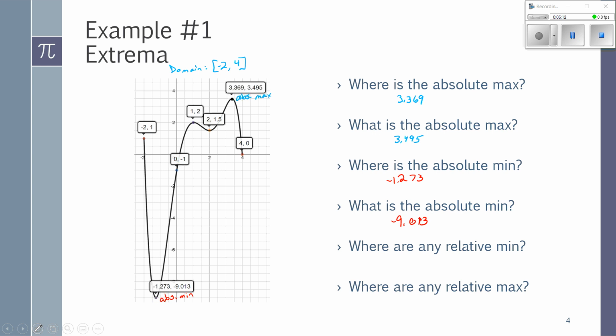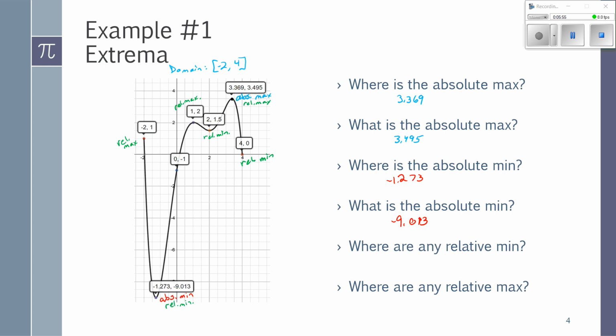Where are the relative minimums? Well, technically, my absolute minimum is also a relative minimum because it's the lowest point close by. 1, 2 is not a relative minimum. That's actually a relative max. 2, 1.5 is a relative min. This is a relative max. But then I actually do have endpoints. My endpoints are extrema here because they are closed endpoints. 4, 0 is a relative minimum because it is lower than anything close to it. And negative 2, 1 is a relative maximum because it's higher than anything close to it.